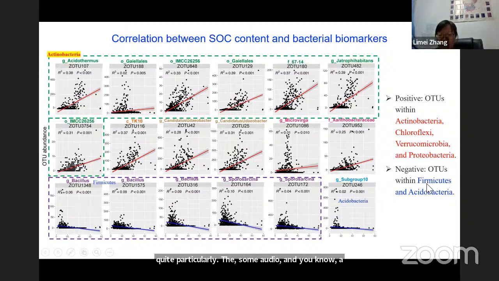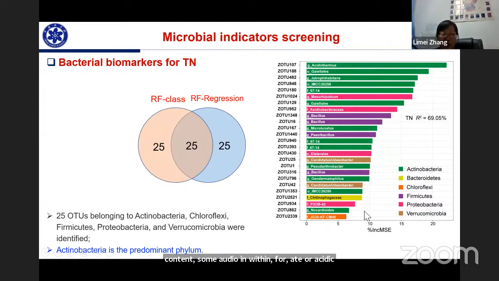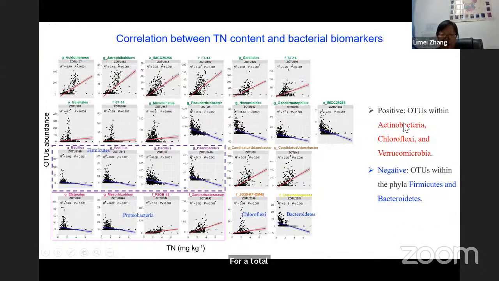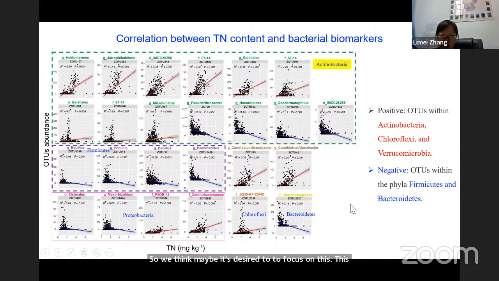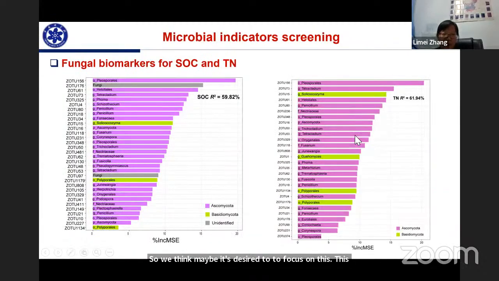Some OTUs within Fumicutes or Acidobacteria are negatively correlated, something like this. For total nitrogen, it's similar. The identified biomarkers are quite similar to the SOC biomarkers. So we think maybe it's worthwhile to focus on these taxa or these bioindicators.